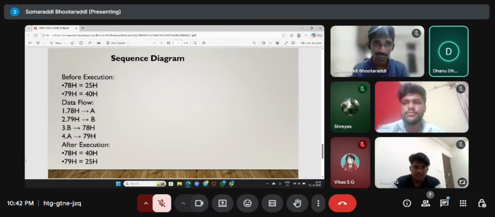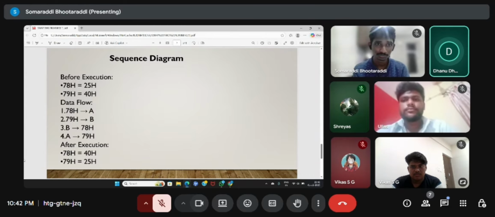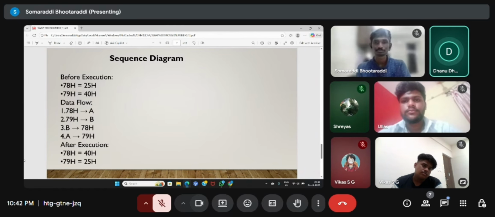Hello everyone. This diagram describes how data moves between the two memory locations 78H and 79H and the two registers A and B during execution. Before execution, memory location 78H has value 25H. Memory location 79H has value 40H.